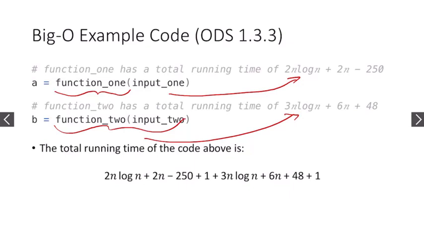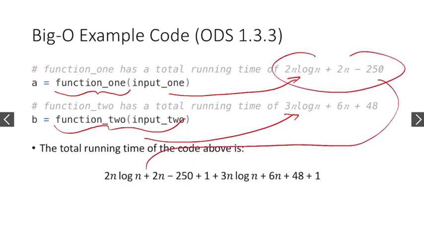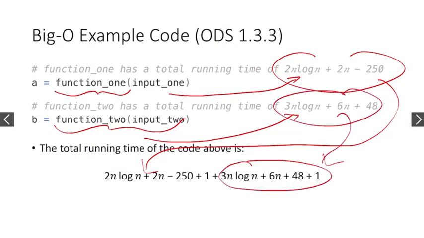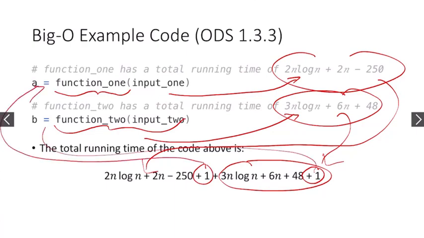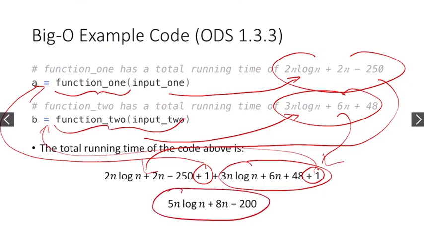So where did I get all those from? I just took this, added it down there, and that, put it down there, except for the plus 1. The 2 plus 1s come from the fact that we're doing some assignments here. So that's our total running time, and we can simplify it: the total running time of running those two functions and assigning the output to variables a and b is 5n log n plus 8n minus 200.